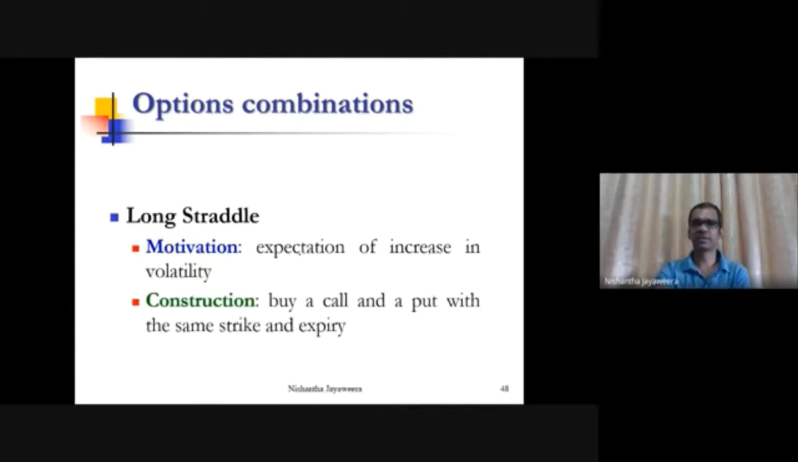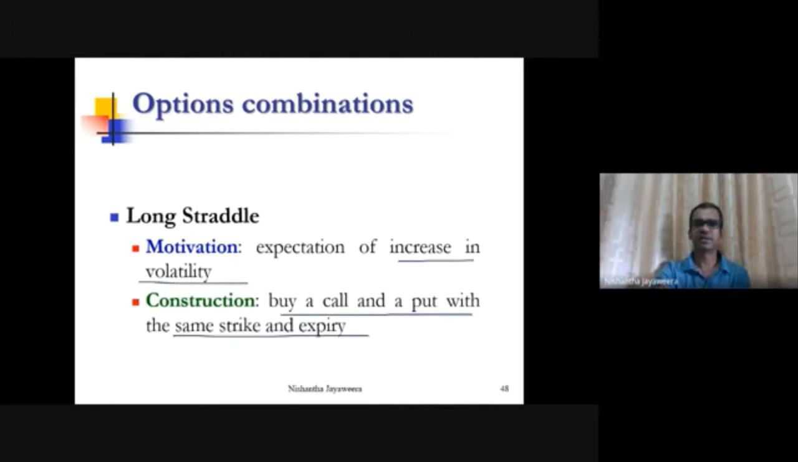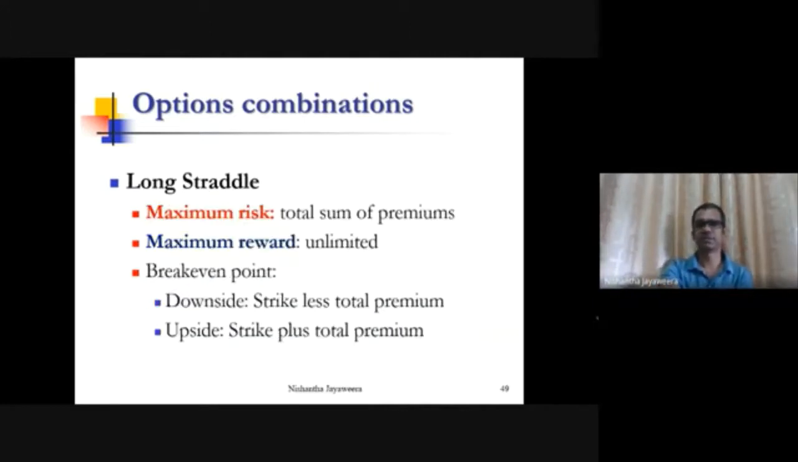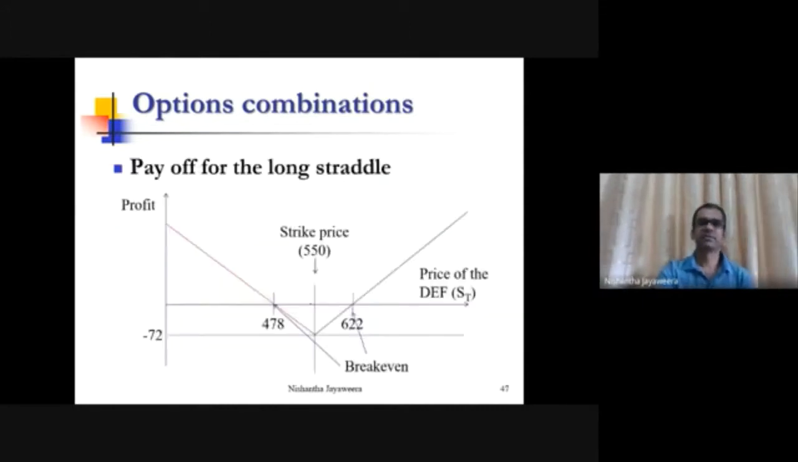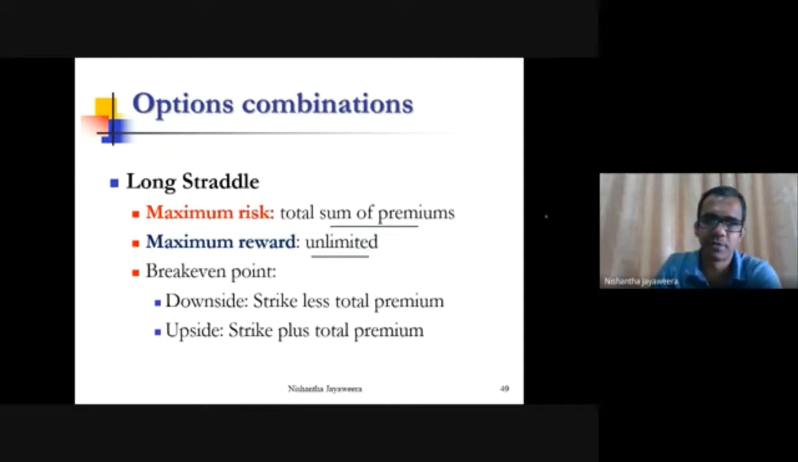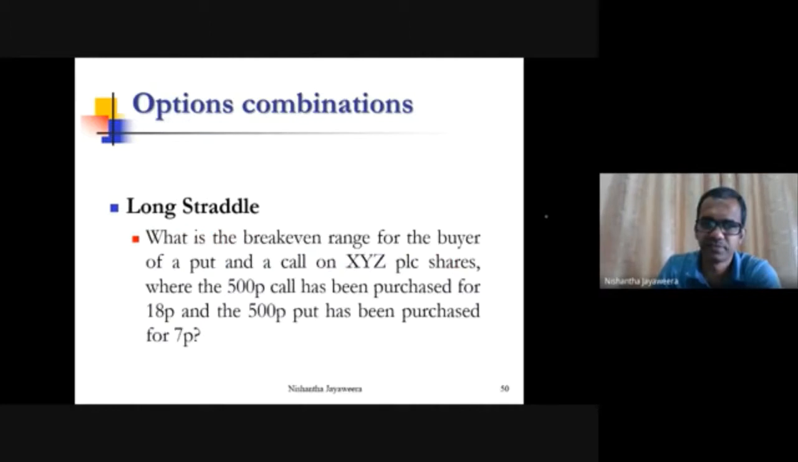In a long straddle, you have an expectation of increasing volatility. So you buy a call and a put with the same strike and same expiry, as we discussed. The maximum risk is whatever premiums you paid. Maximum reward is theoretically unlimited. If price goes up, there's no limit, so theoretically unlimited profit. There are 2 break-even points, as I mentioned earlier.